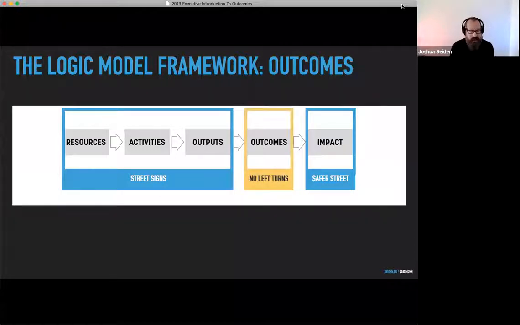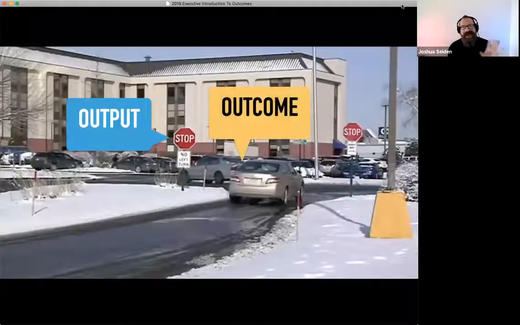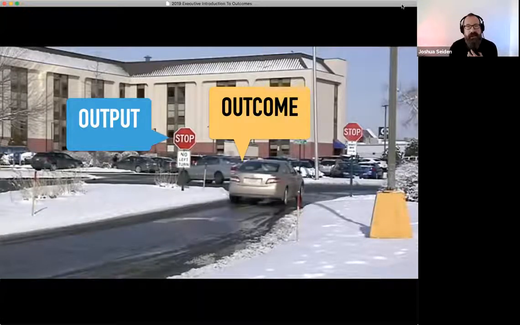Now, the outcome we were seeking, and let's go back to that definition, it's a change in behavior that creates value. Okay, the change in behavior we were trying to create was no left turns. And our street signs didn't achieve that outcome. So the output was the street signs. The outcome would have been the change in behavior. But in fact, the outcome was that there was no change in behavior. We didn't create the positive outcome that we were seeking.